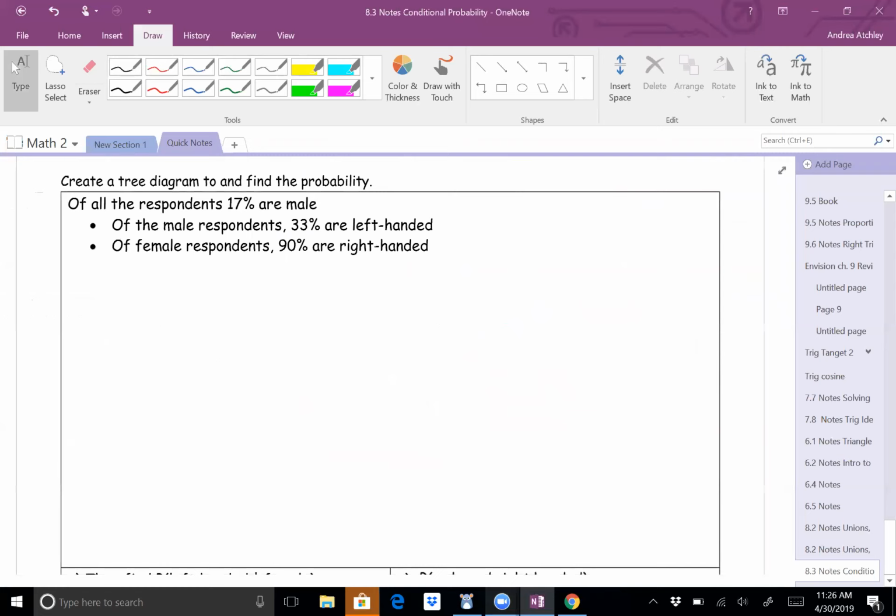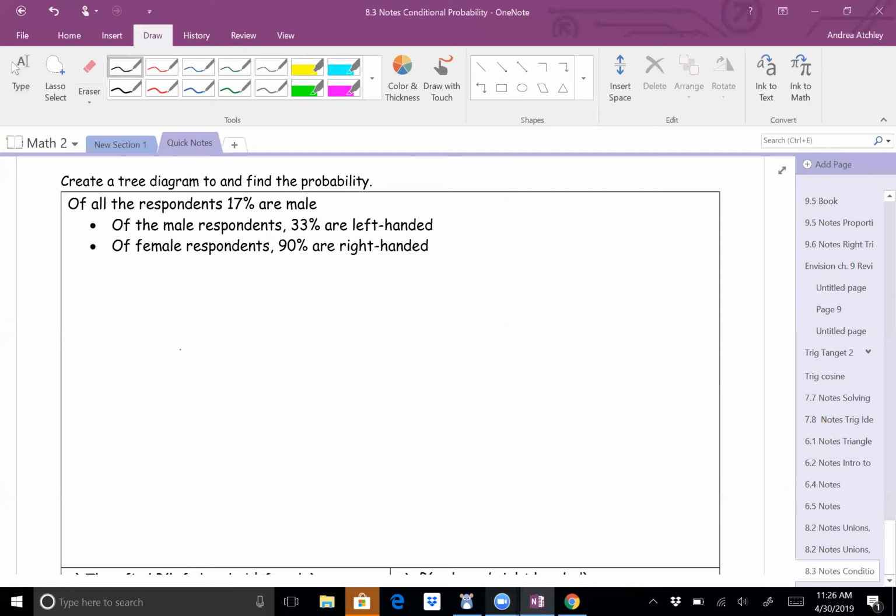Okay, so there is another way to organize our data. We've seen a Venn diagram, we've seen the table, and now we're going to see a tree diagram. A tree diagram is most often used when you're given percentages, when they already tell you the percentage of people doing things instead of just numbers of people. Of all respondents, 17% are male.